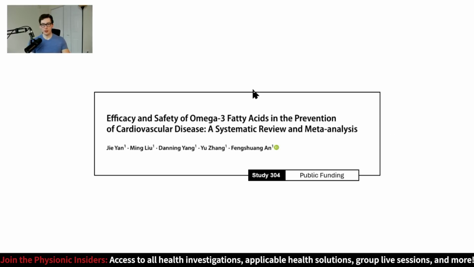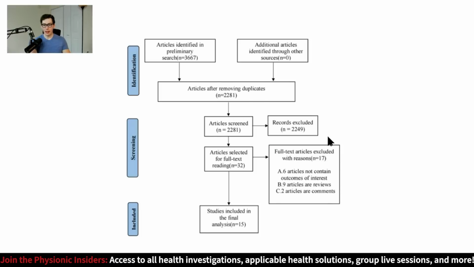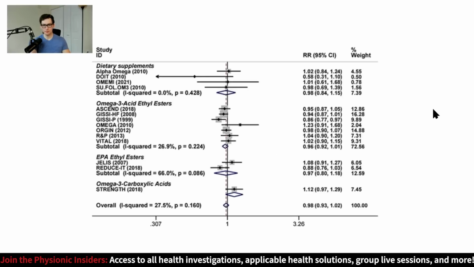Next, let's go over study 304. This is public funding. Here we've got 15 studies included, and surely there's going to be a good amount of overlap between these analyses. I think the one that has 20 something obviously is going to have a lot more studies, but I just wanted to point that out.